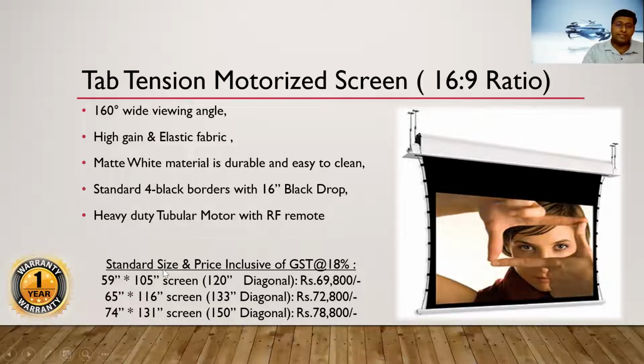Then the standard sizes which are coming are 59 inches by 105 inches, that is 120 inches diagonal, then 65 inches by 116 inches, that is giving a diagonal of 133 inches, and then 74 inches by 131 inches, that is 150 inches diagonal. This is starting from 120 inches diagonal.